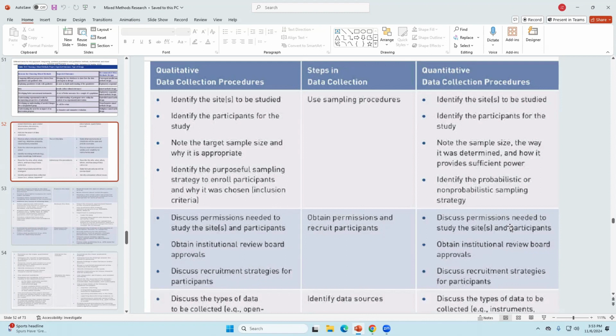However, in quantitative, discuss permission; you need to identify the permission. Of course, even if it is quantitative, you need to have IRB, and you need to discuss what recruitment strategy you are following. So the first stage is sampling. The second stage in method is permission you have to take. We are discussing both together because we are applying both.